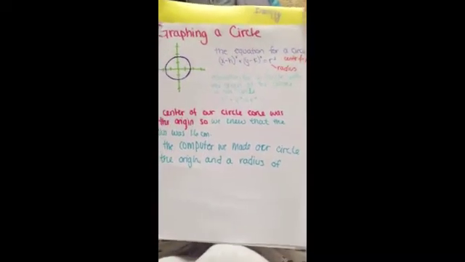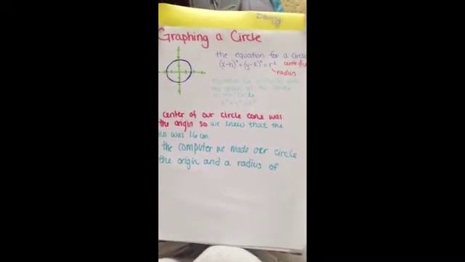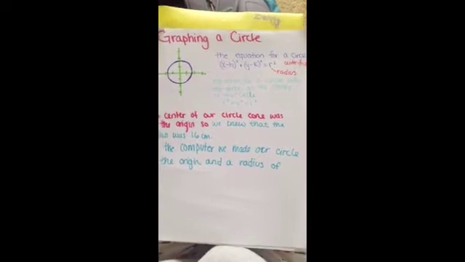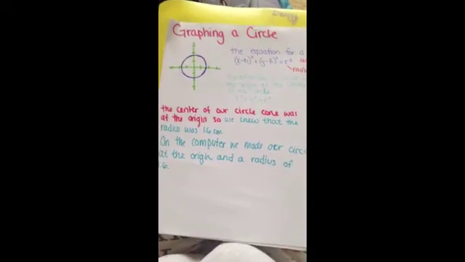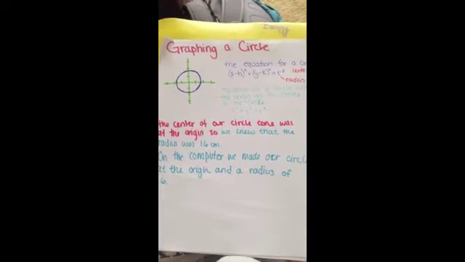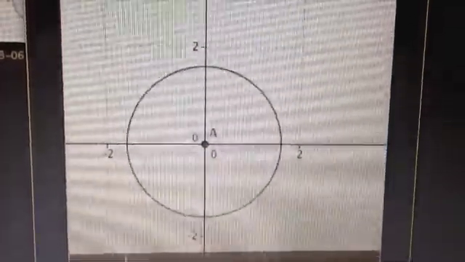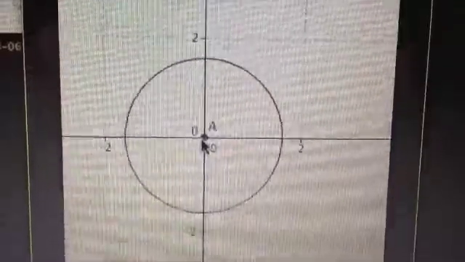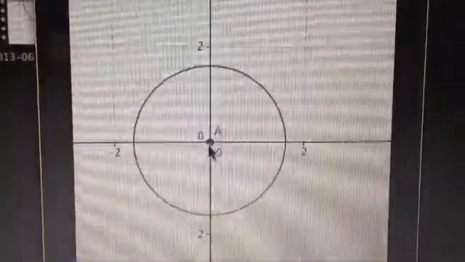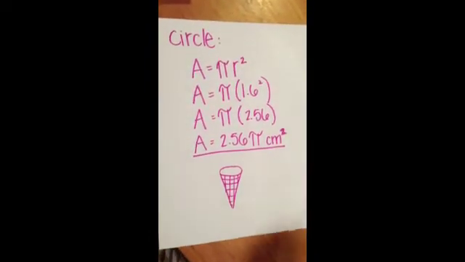minus k squared equals r squared when the center of the circle is at h, k and the radius is r. The equation for our circle with the origin at the center is x squared plus y squared equals r squared. That is the same as the equation above, except we took out the h and the k because they're 0. The center of our circle was at the origin, and we knew that the radius was 1.6 centimeters. So on the computer, we put our circle with the center at the origin and the radius of 1.6 centimeters. This is the graph of the circular cone, and the radius is 1.6 centimeters, just the same as the elliptical cone's semi-minor axis. Now that we have graphed the circular and elliptical cones, let's find their surface area.